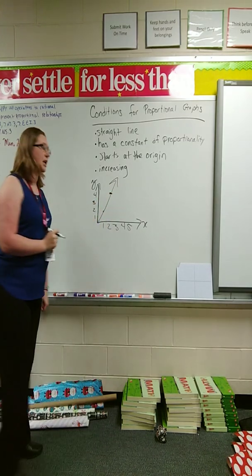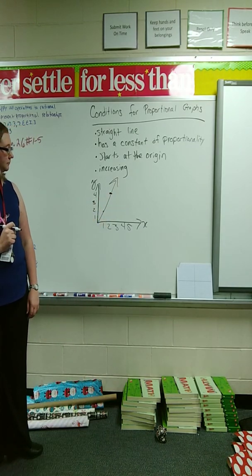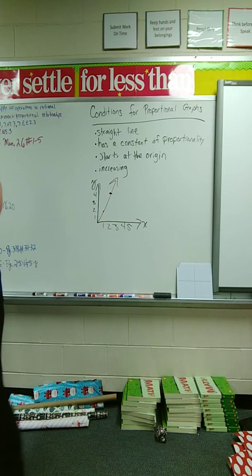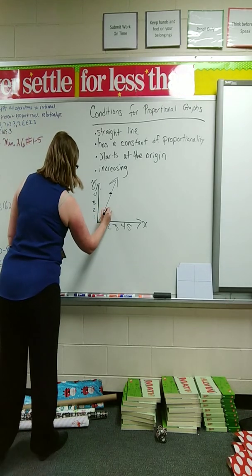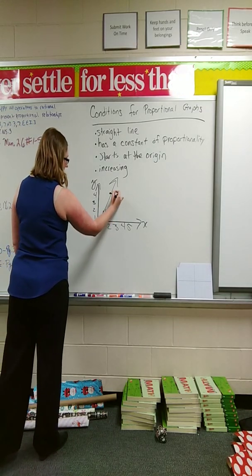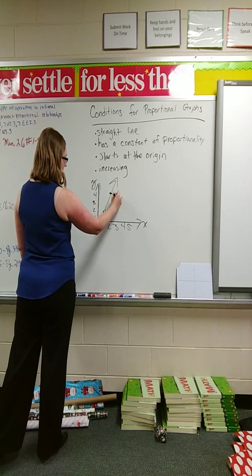Alright, I have a sketch of a graph. It's a sketch, that means it's not perfect. Are things labeled? Yeah. This would be the point 1, 2. This would be the point 3, 4.